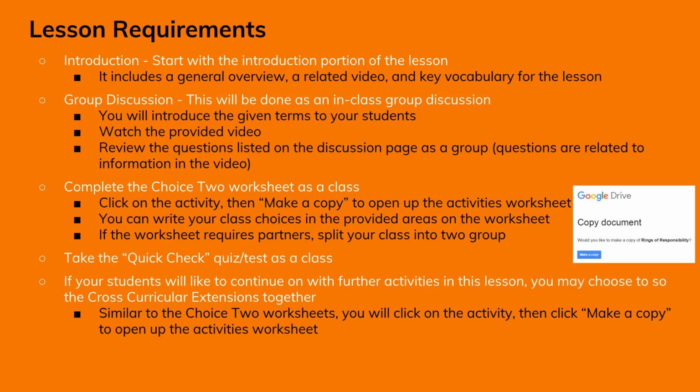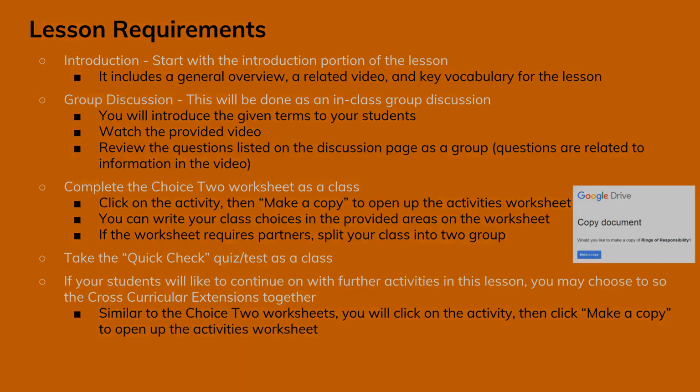Once you are done with that portion of the lesson, you will take the quick check, which in some of the classes is listed as a quiz, and in some a test. It's the same thing, they've just listed it 2 different ways. Once you're done with those items, you have the option, and it's up to you, if you would like to continue with further activities. There are 2 different cross-curricular extensions that you are welcome to do with your students. Just like the Choice 2 worksheet, these cross-curricular extensions have worksheets as well, and you'll also have to make a copy of those to open up the actual activities.